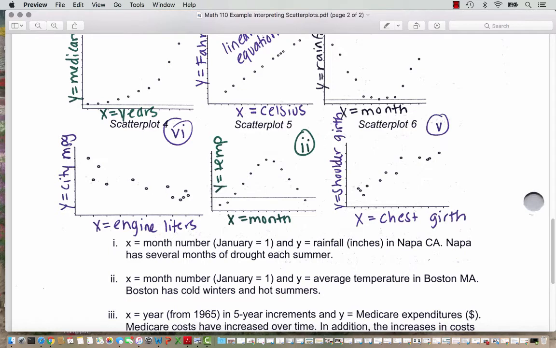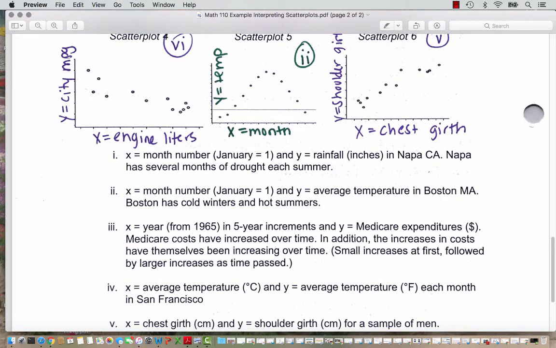So x is labeled as the chest girth and y is the shoulder girth. And it makes sense for the reasons that we said. We expect someone with a larger chest girth to also have corresponding larger shoulder girth. The girth is just a measurement around the outside. Like if you're measuring the outside of your waist, you could label that as your waist girth. So like if you take a tape measure and measure the distance around these parts of the body.